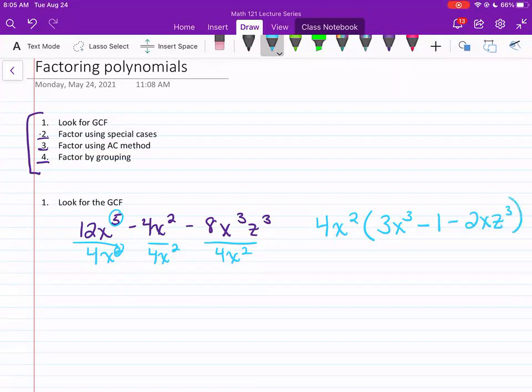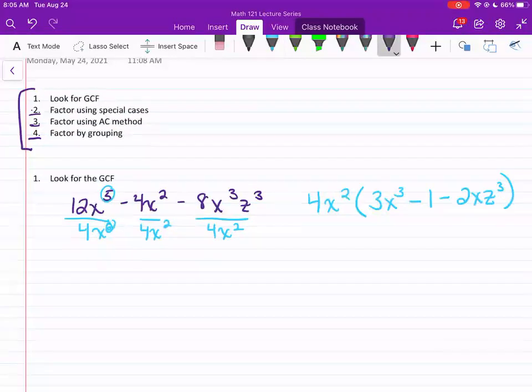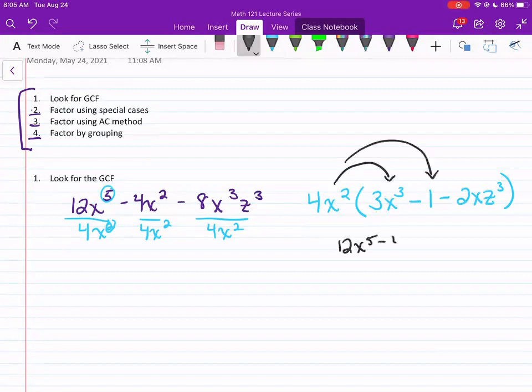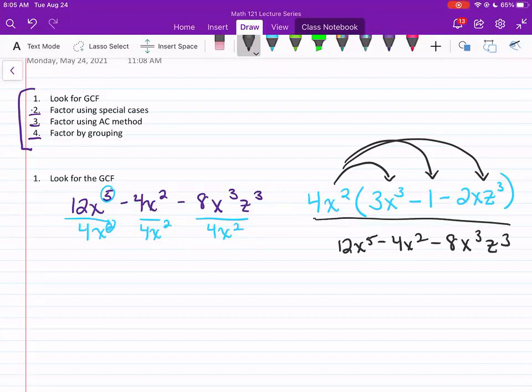And the nice thing about factoring is then we can check it because I can simply FOIL and I get 12x to the 5th minus 4x squared minus 8x cubed z cubed, which is what I started with. So this is the factored form.